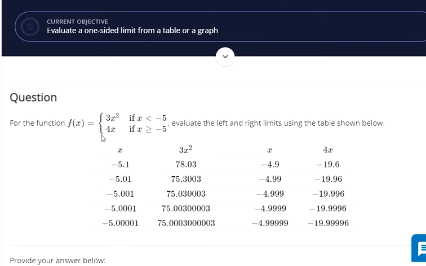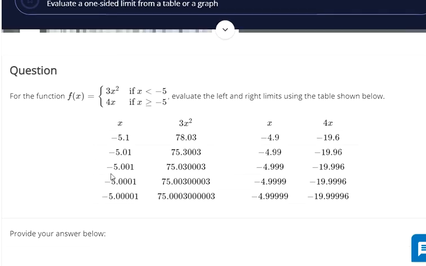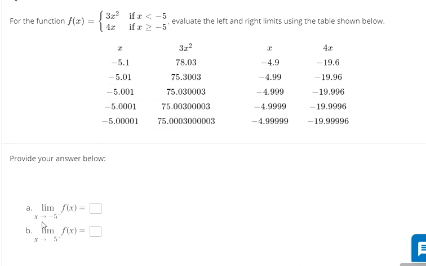So this is similar to a problem we've already tackled in this class. They're just looking at a piecewise function. You could do this without the number table too. Yeah, so the limit, they say it right down here, limit as x approaches -5. Oh, I guess this is a little different. Limit approaches x equals -5.